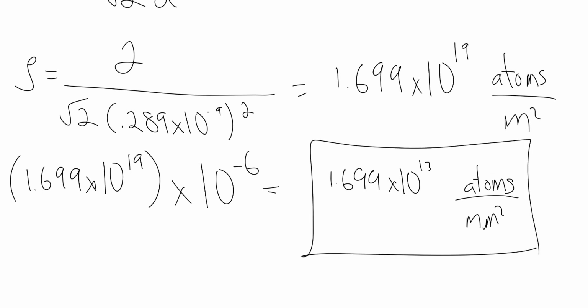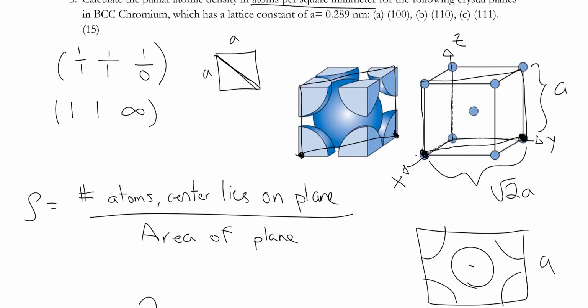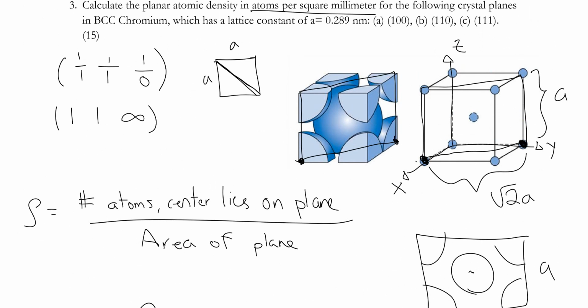And that is our solution to problem 3b. As mentioned, for A and C, the two things that really change are, one, drawing your plane, and secondly, finding the area of that plane. But if you follow these same steps, you should be able to arrive at the correct solution for A and C.